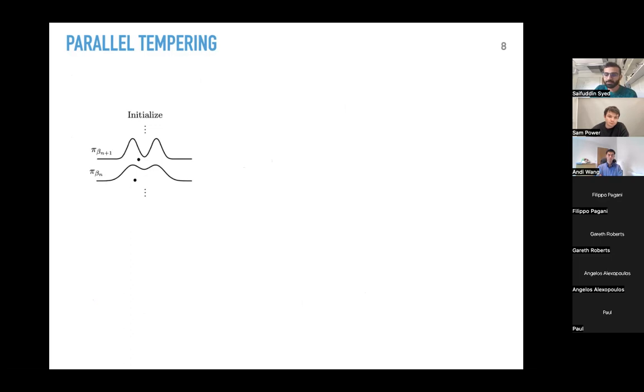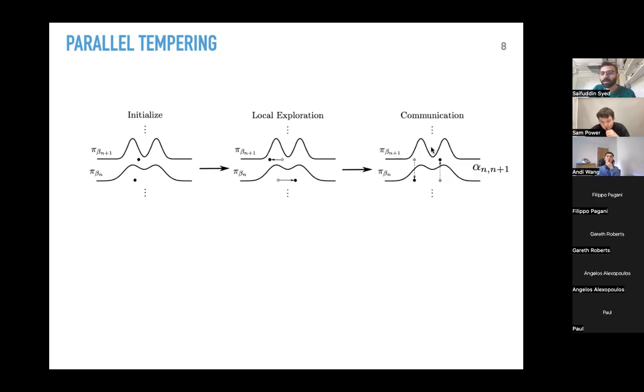So visually, to see what's happening, you start off with your initial points. In this case, I have just chosen components n and n+1. We perform a local exploration move, which corresponds to movement in the x-axis. Notice how the one that's closer to the reference, i.e. beta n, is more able to traverse the mode, whereas the one closer to the target is stuck. By applying a communication move, if you propose swaps now, notice that if the swap is accepted, then in one iteration, if you look at the states at pi beta n+1, it has made the traversal from one mode to the other.